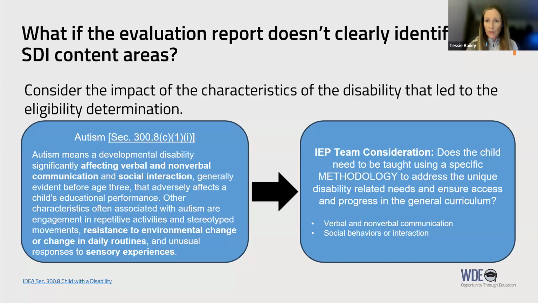So here's an example. So we have the student with autism. He is struggling based on his evaluation report in verbal and nonverbal communication and social behaviors and interactions. And so we want to know, what are the methodologies that have known effects for supporting students with those particular needs?